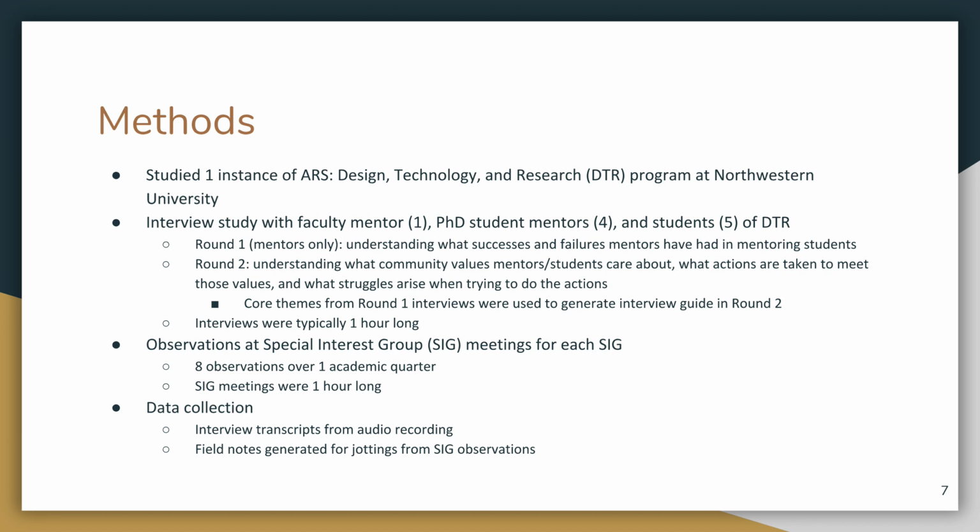We additionally conducted observations at special interest group or SIG meetings for each SIG. So we had a total of 8 observations over 1 academic quarter. And each of these SIG meetings were an hour long. For data collection, interviews were audio recorded and then interview transcripts were generated from the recording. And during field observations, jottings were taken and field notes were generated from those jottings.